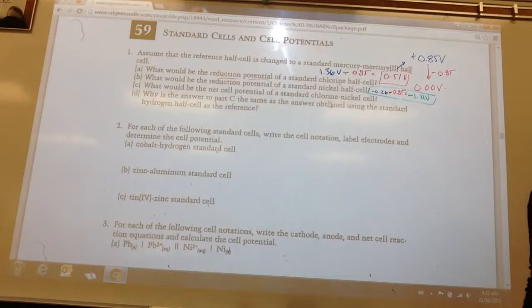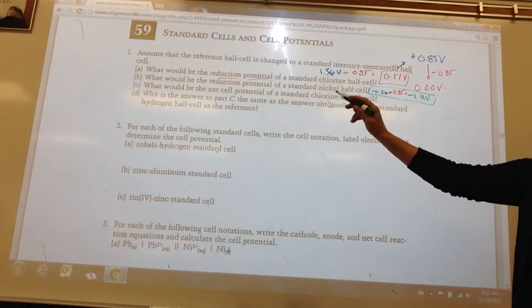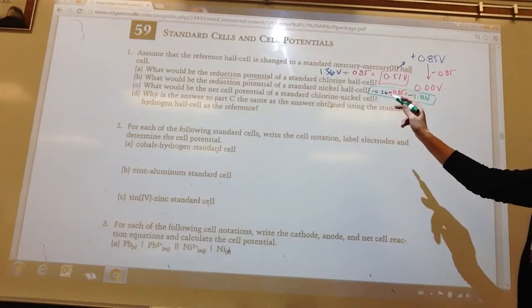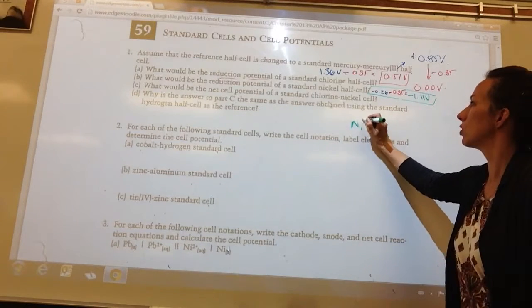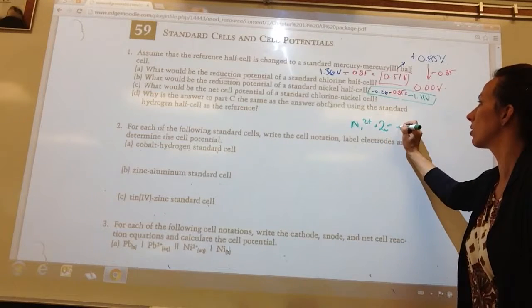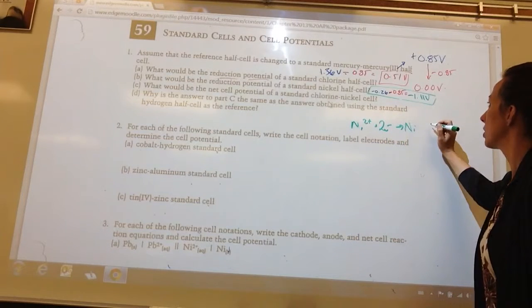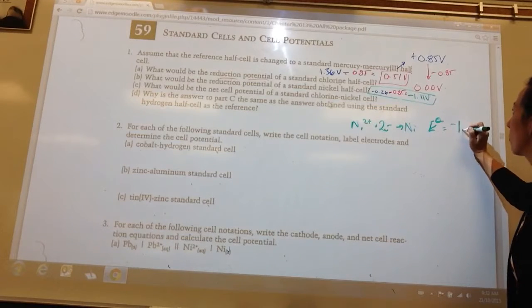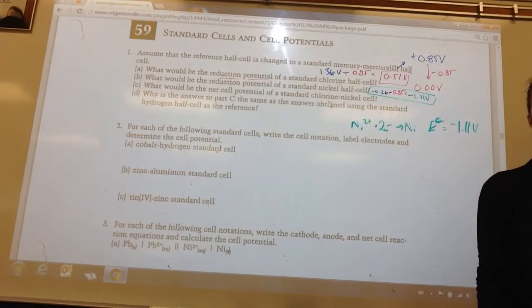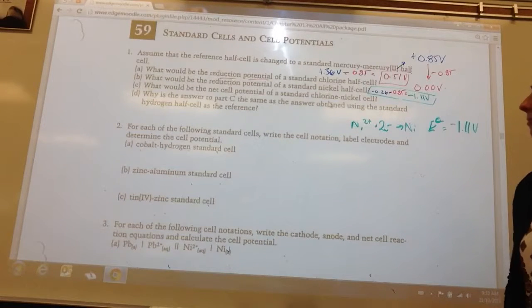Could you write the half reaction of the nickel? Could you write the reduction potential standard nickel half cell reaction? Well, you would go nickel 2 plus 2 electrons goes to nickel, and the standard voltage potential for that would be negative 1.11 volts. If they asked you to write the whole thing out. Everybody okay with that? Yes?